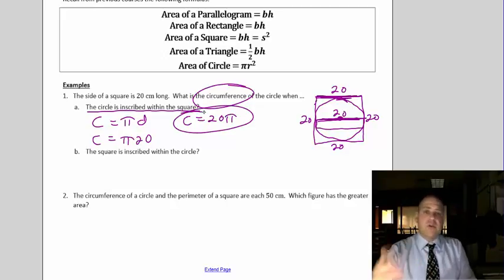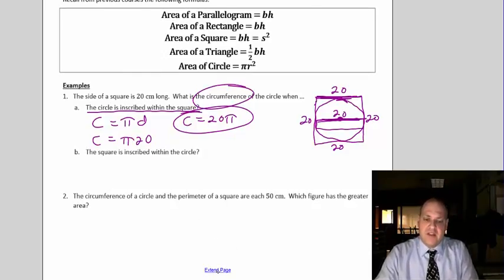If you wanted an actual nearest tenth or something like that, you would just put 20 pi in your calculator, and you could get the actual value and round it to whatever they wanted. I'm going to extend the page here to do this one.